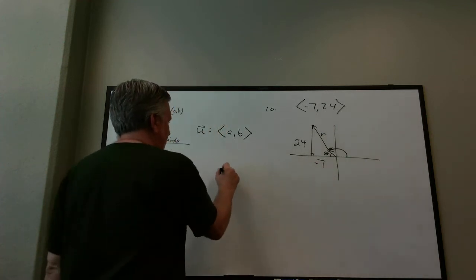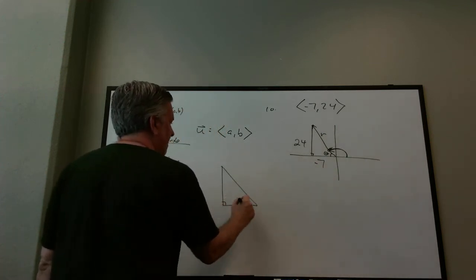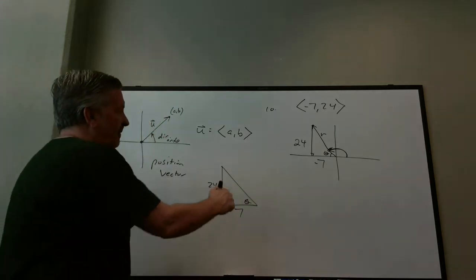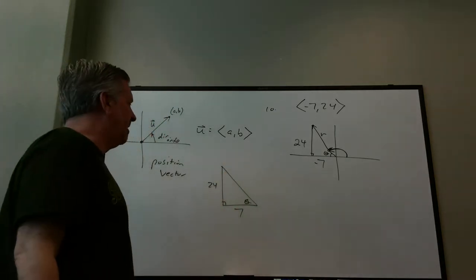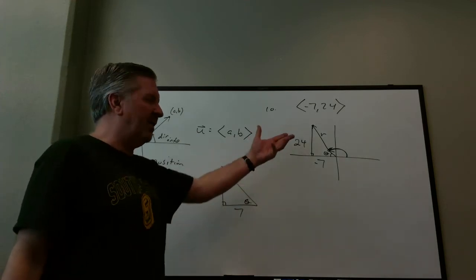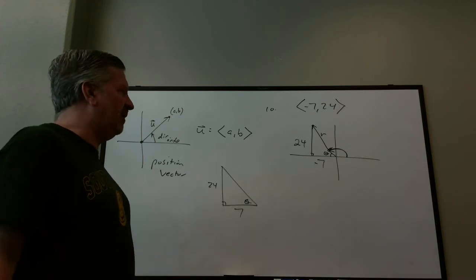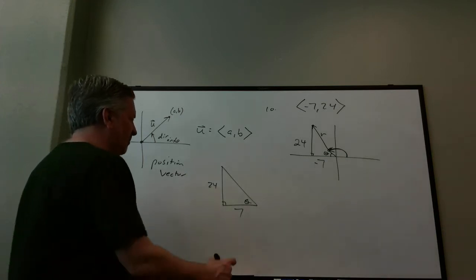So again, just think of this triangle as like this. So here's theta, here's 24, and here's 7. I'm ignoring the negative. If we wanted to use the 25, we could, but the point is we could have found this before we found the r, so I'm just going to pretend we don't have the r. Well, how would you figure out theta? It's a right triangle. What's the procedure?